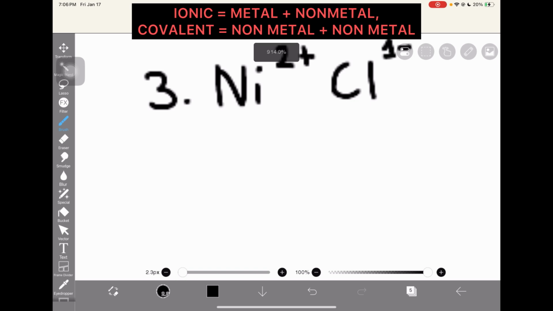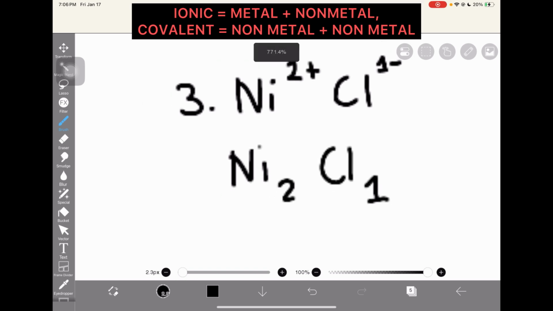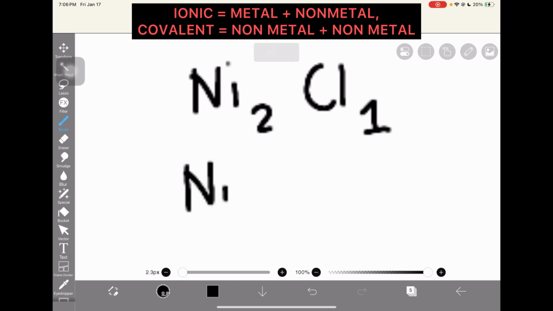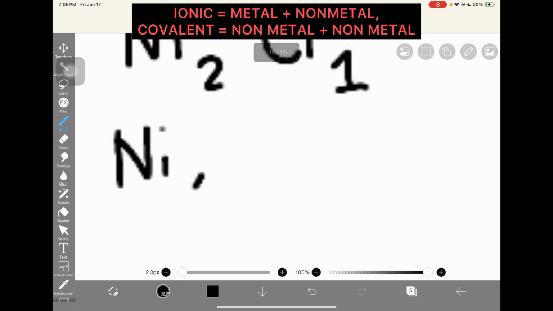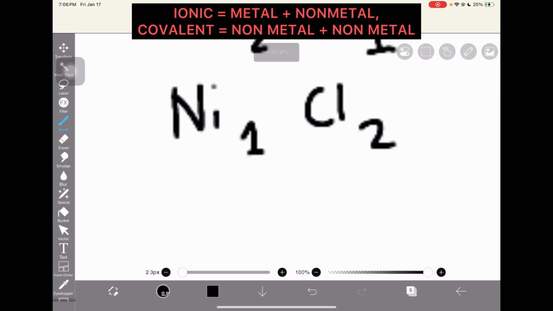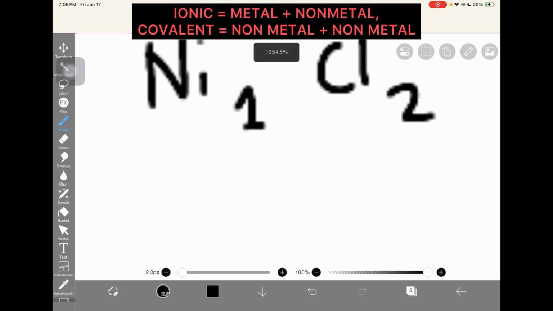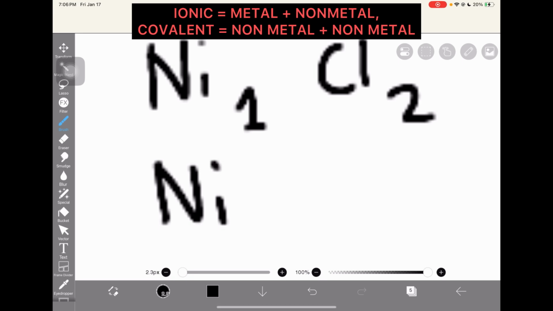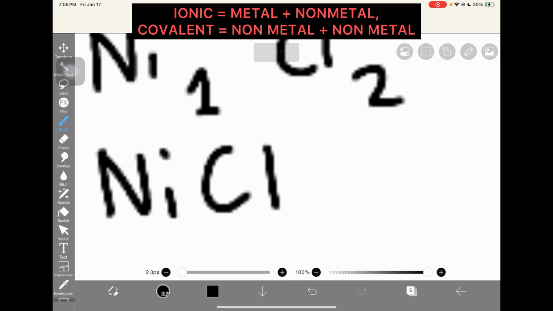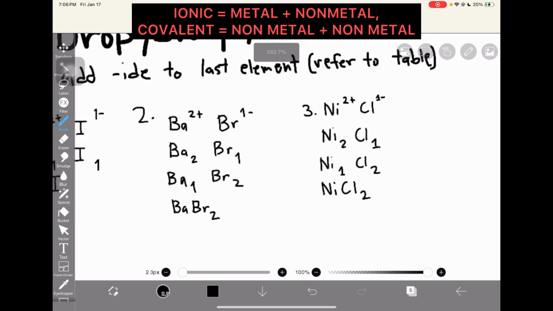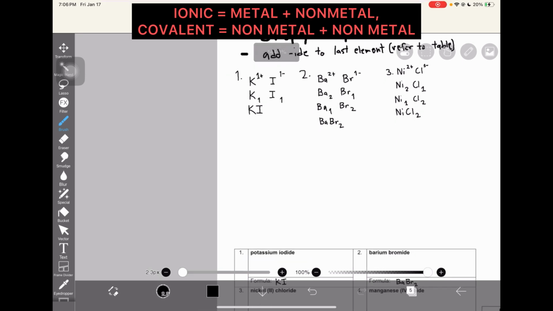Once again, drop the numbers. Then swap the location. And finally, reduce if needed. So just clear out the 1 and make this NiCl2. Okay. Hopefully not too overwhelming. It's a little confusing, that's why I'm trying to go slow.